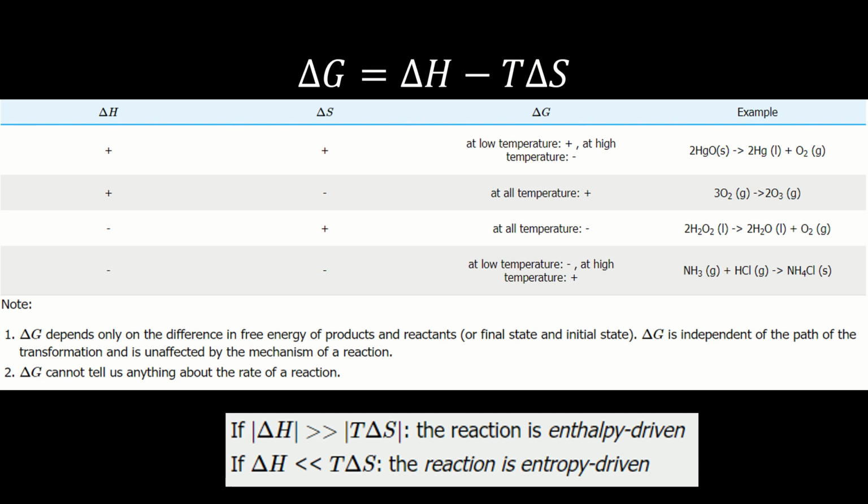And if it can occur on its own, if delta G is negative, that doesn't mean that the reaction is quick. It might take milliseconds for that reaction to occur on its own. It might take minutes. It might take thousands of years. Delta G does not tell us if a reaction will occur quickly or slowly. It just tells us, will it occur on its own, or do we need to add energy to force it to occur?